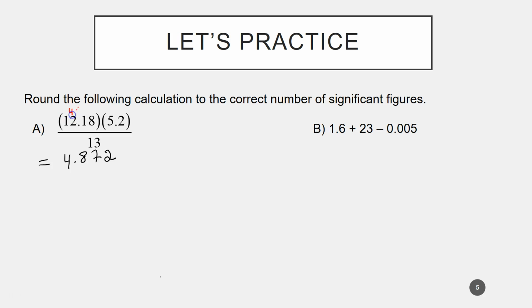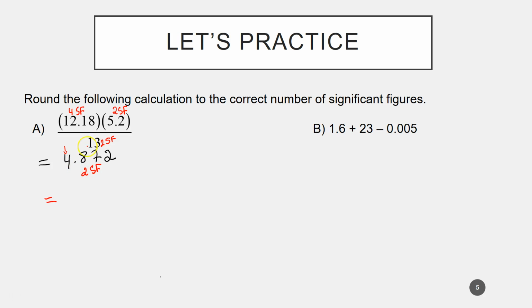What I need to do first is count how many figures are in my measured values. Here I have 4 sig figs. Here I have 2 sig figs. Here I have 2 sig figs. Then my answer should have the lowest, which is 2 sig figs. So then I have to round to 2 significant figures.